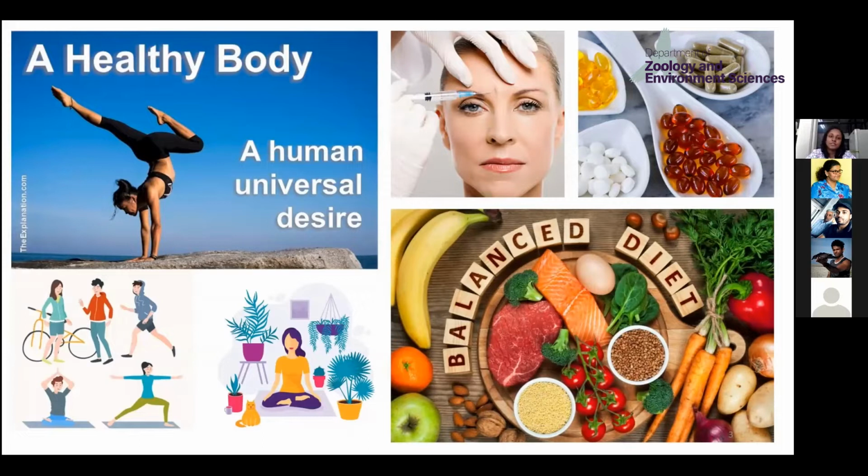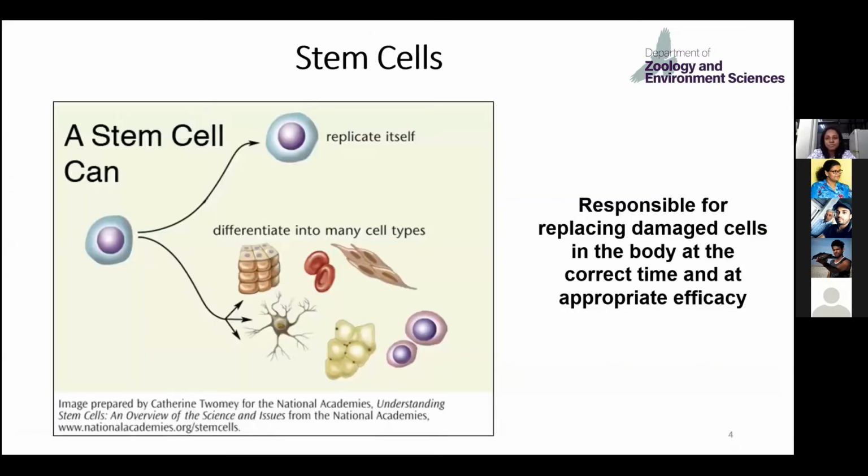So to start with, a healthy body is a human universal desire which all of us want to have. So we do different methods or different chores to maintain this healthy body by exercising, by meditation, or by cosmetic procedures, taking drugs and supplements, or simply by having a balanced diet. In our body, there is a group of cells called stem cells which do this for us. So what is a stem cell?